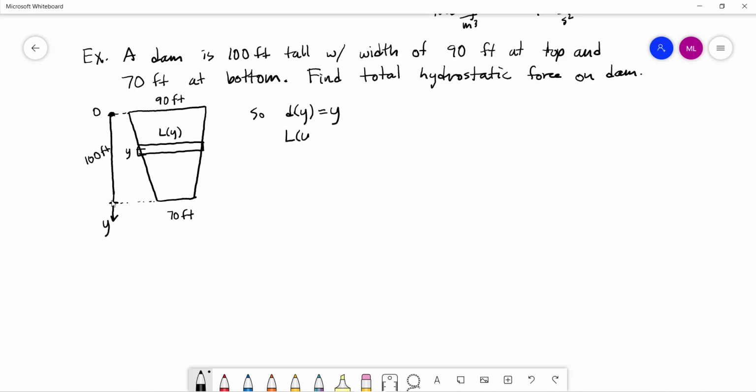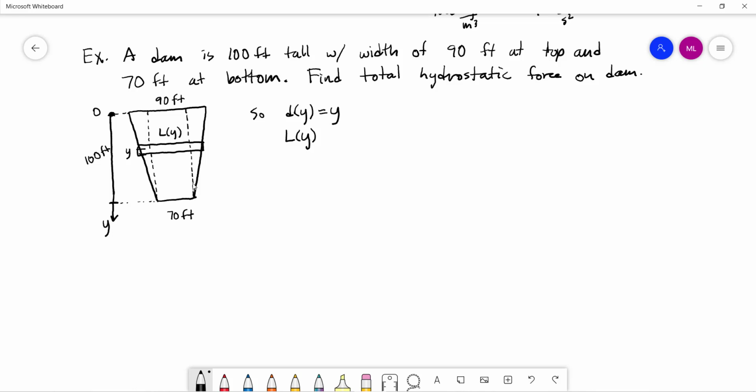But L of y, this length, is a little bit trickier. So how are we going to figure it out? There's a couple of ways we can do it. I think the easiest one is to basically think of this thing as, oops, let's not delete the whole drawing. So I want to slice a triangular side off here, plus the same thing on the other side. Slice it off like this.